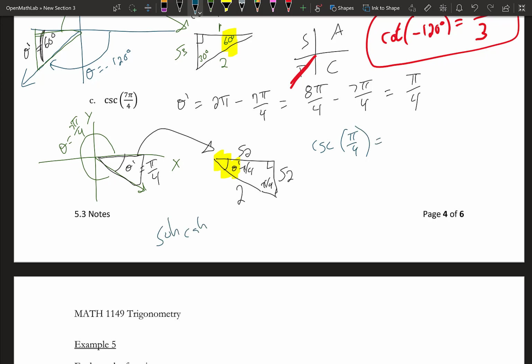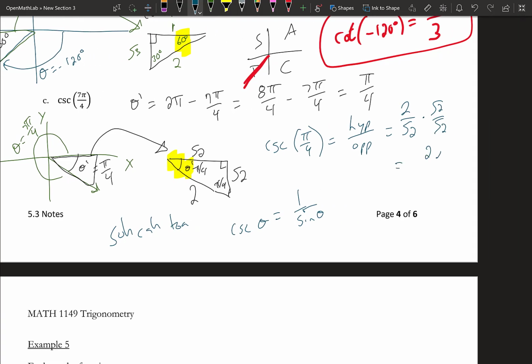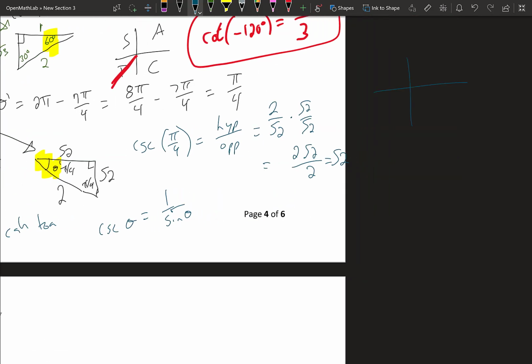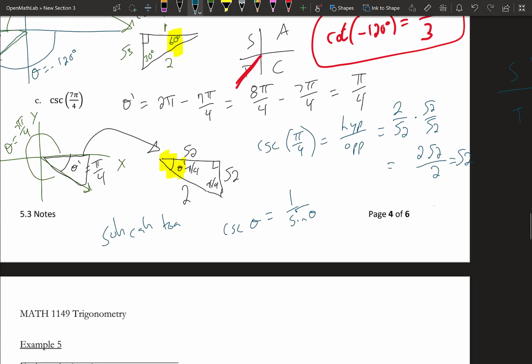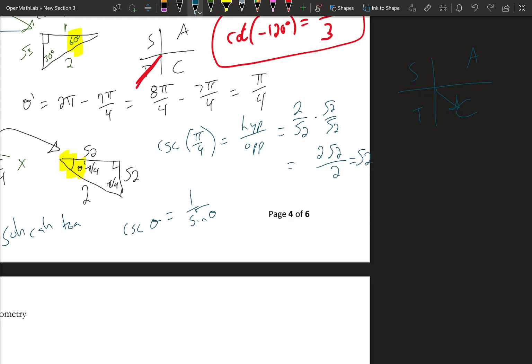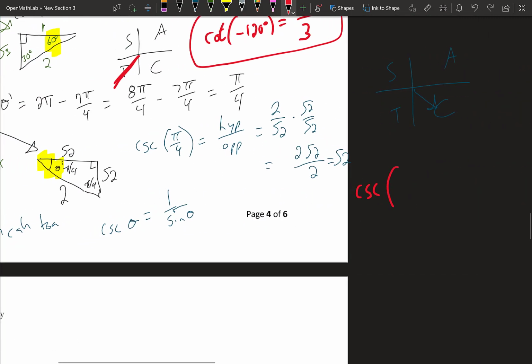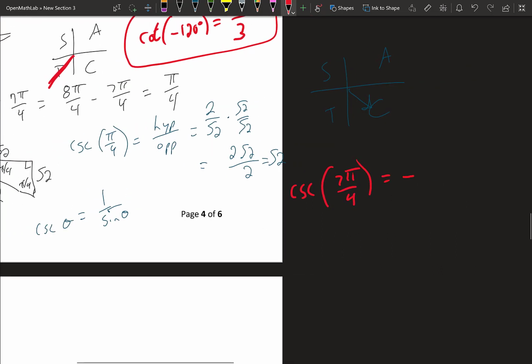Remember SOHCAHTOA. Cosecant of theta is 1 over sine theta. Sine is opposite over hypotenuse, so this would be hypotenuse over opposite. The hypotenuse is 2. The opposite is radical 2. Multiply top and bottom by radical 2 to get 2 radical 2 over 2, which is just radical 2. And then now we need to apply the all students take calculus. So we are in the fourth quadrant. Cosine is the one that's positive, so that means cosecant, which follows sine, would be negative. So in other words, cosecant of 7 pi over 4 is going to be equal to negative radical 2.